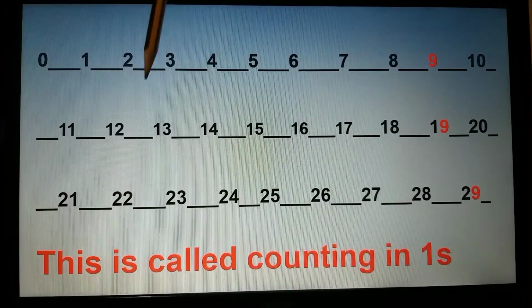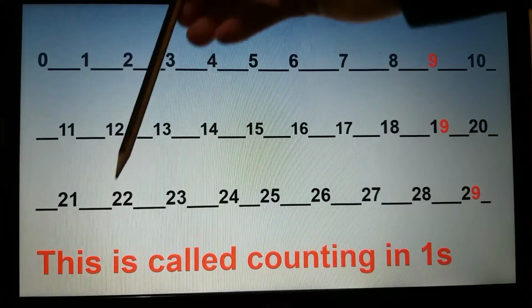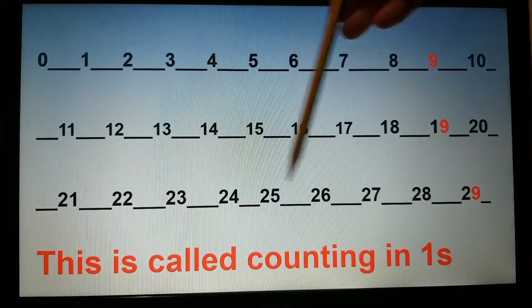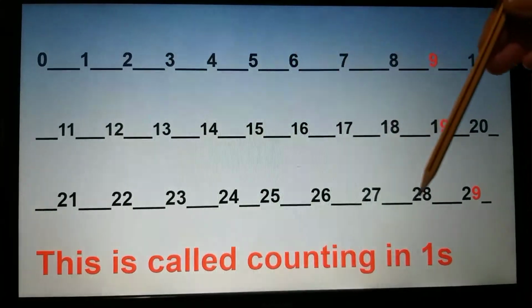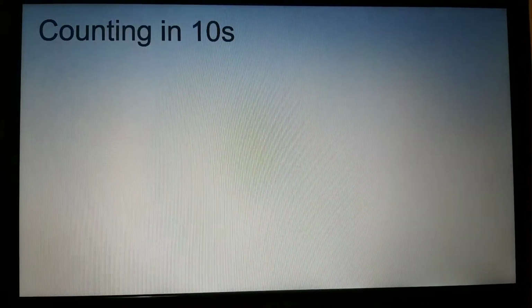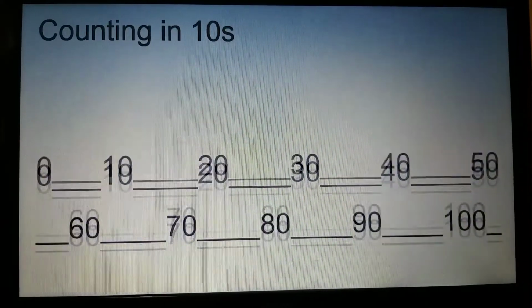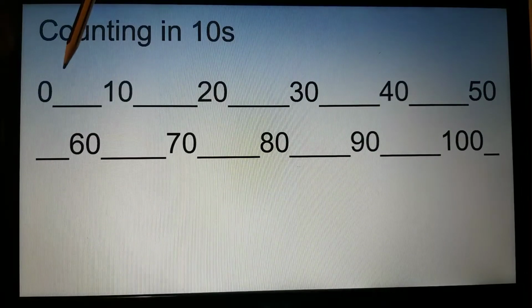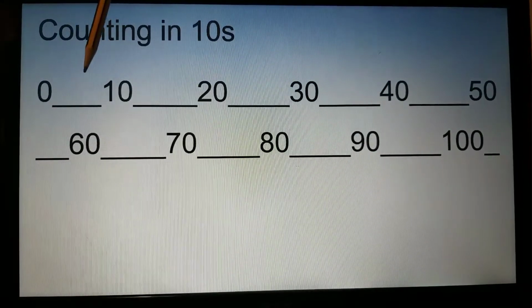Because we are adding 1 each time, we say we are counting in ones. This is called counting in ones. We can jump on this line as well. We can skip the numbers between any two numbers.